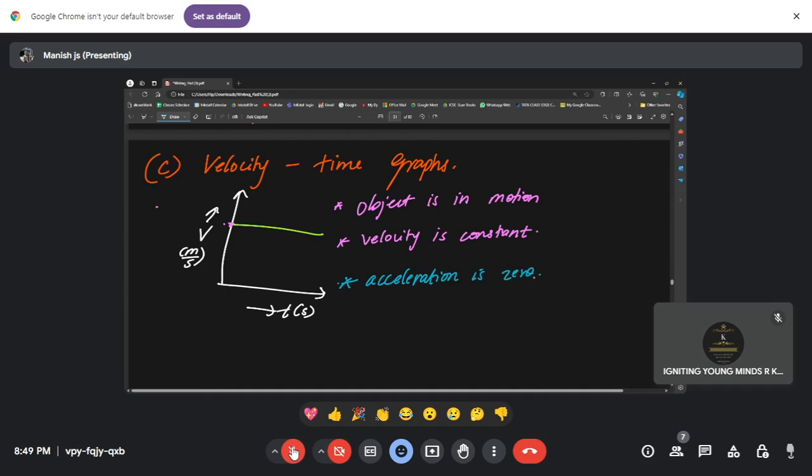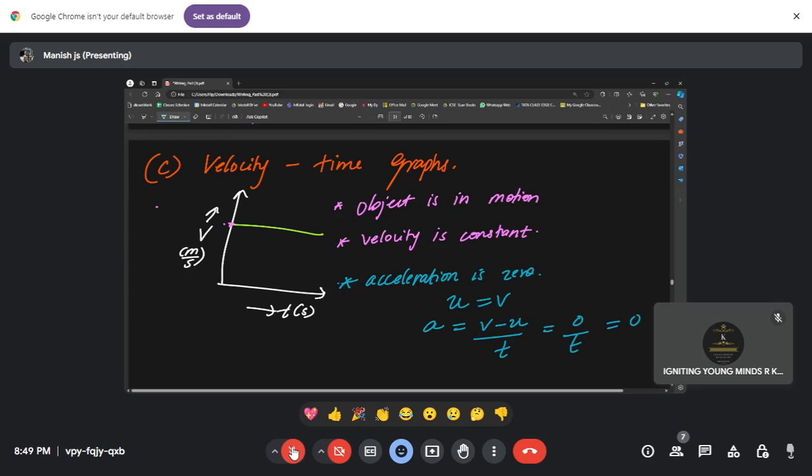Why is it zero? Because u is equal to v. When you substitute in the formula for acceleration, by definition, (v minus u) by t, because v and u are both the same, they get cancelled, you get 0 by t equals 0. And therefore, acceleration is ultimately 0. So can we say if acceleration is 0, the object can still be in motion? Yes, we can say that. So when acceleration is 0, the object can still be in motion. This graph is an example for that.